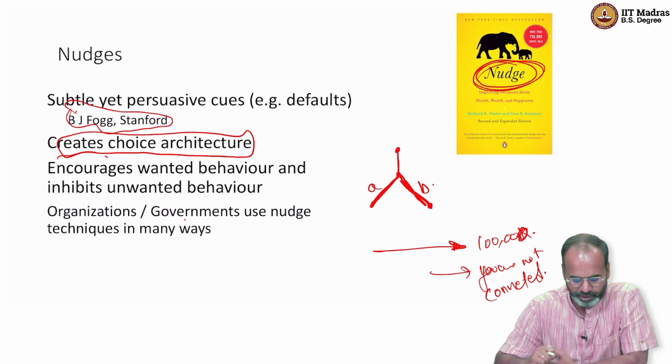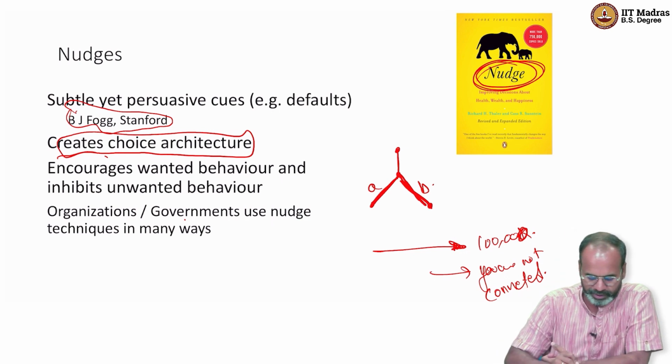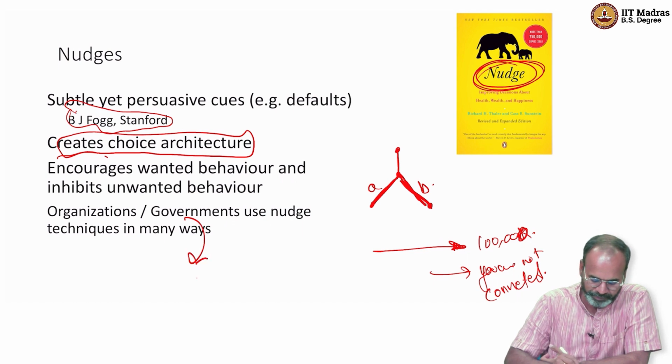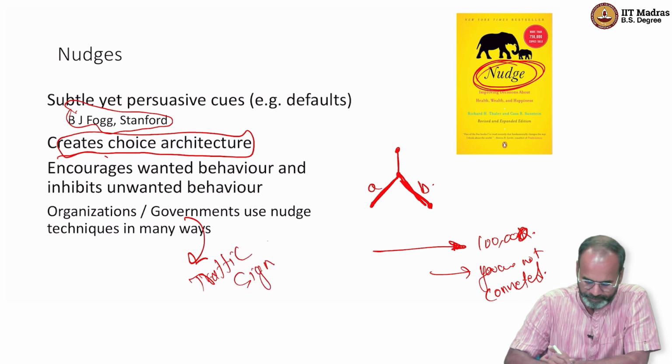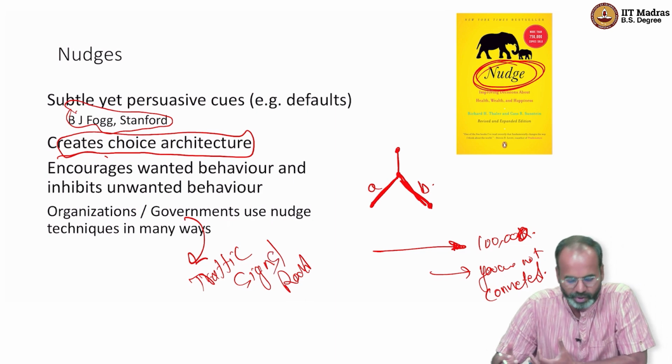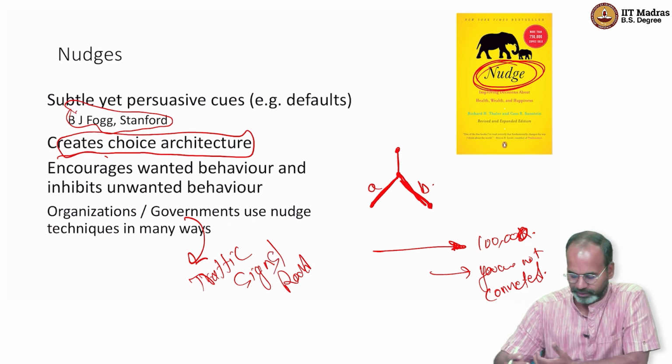Organizations and governments use nudge techniques in many ways, right? So I've said in the past, which is traffic signs, road signs. All of these are strong ways by which we actually get these nudges.